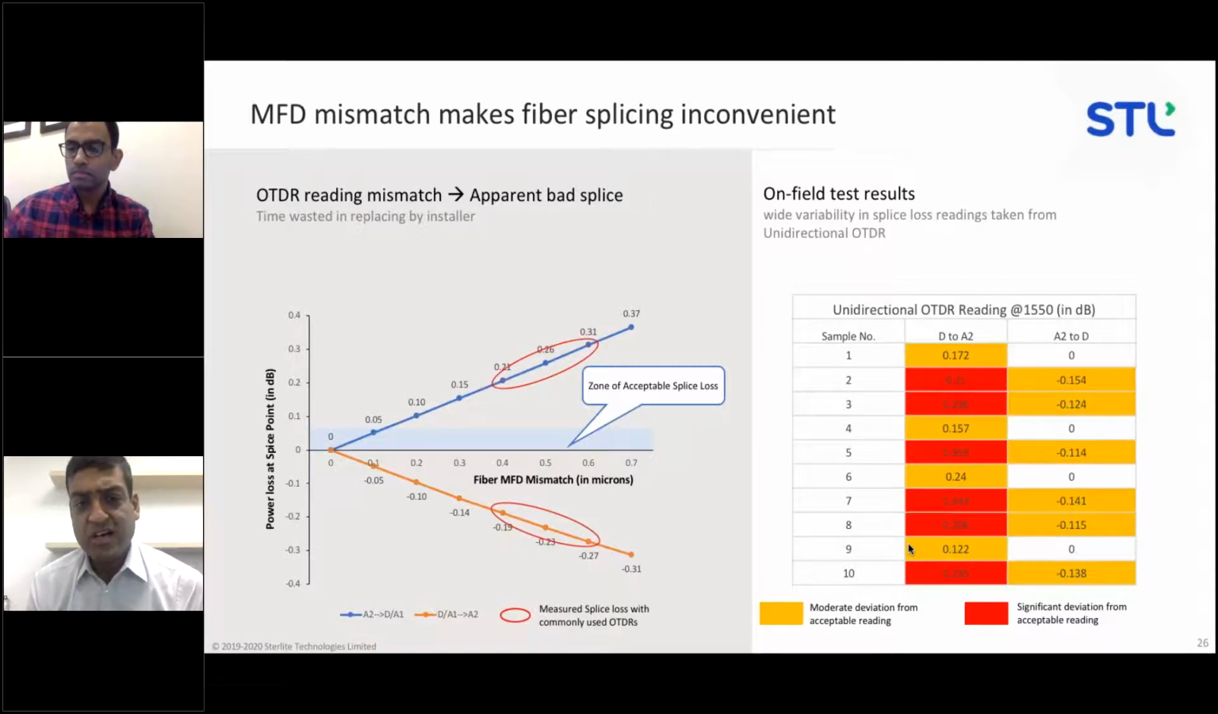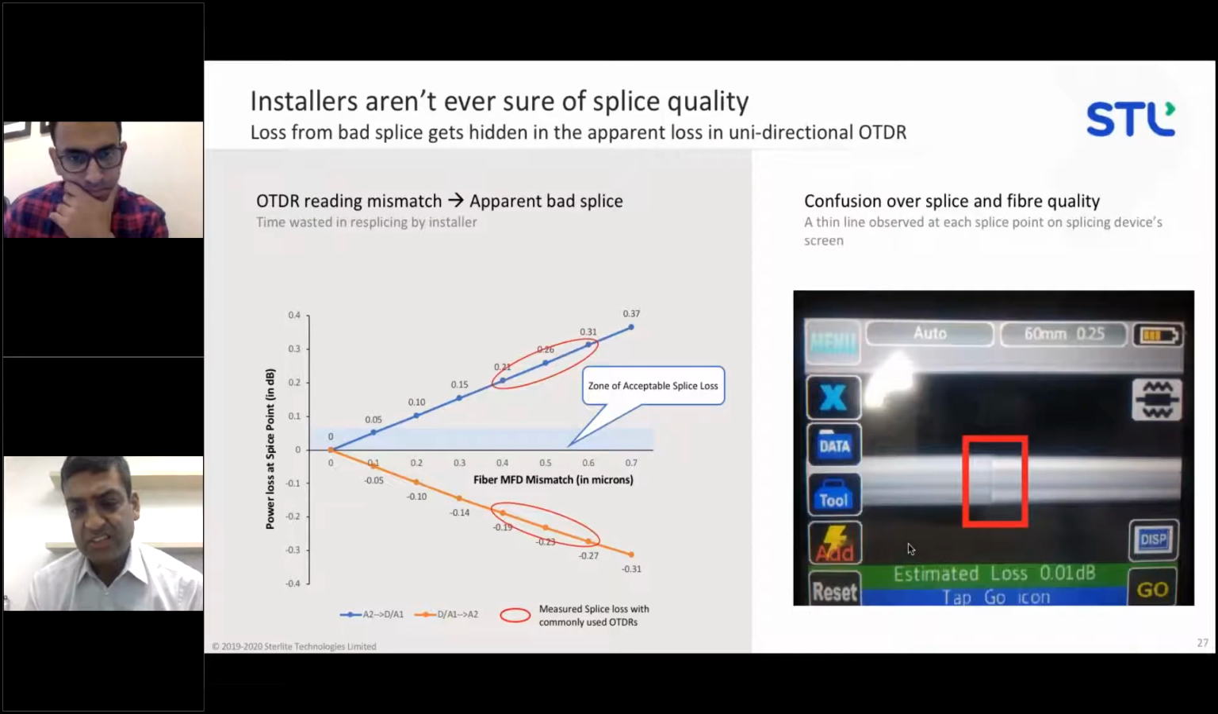Right? So here is an example of what an installer sees. The figure on the left is exactly the same as what you've seen before, and the figure on the right is the image that an installer sees while provisioning the network. What you see on the left is a D fiber, and what you see on the right is the A2 fiber with a slightly lower mode field diameter. And at the splice joint, you see a very thin line on your screen when you actually are putting the splice in.